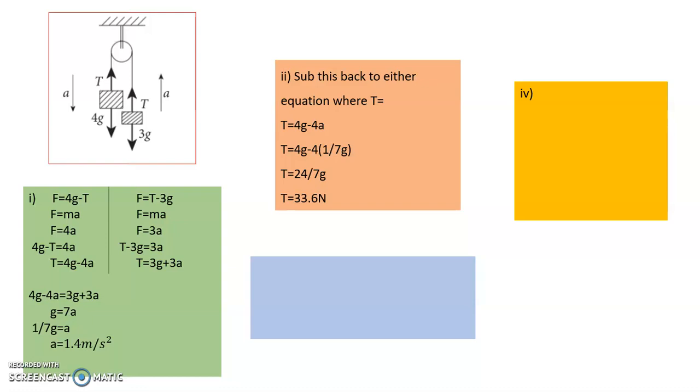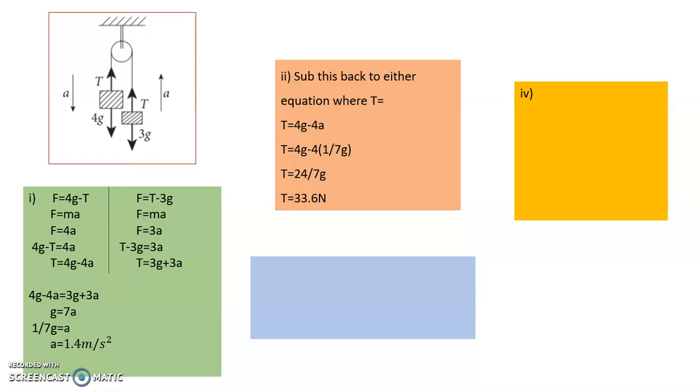Part 3. We have to calculate the speed with which the 4 kilogram mass hits the table. So that's our velocity, we're looking for a v. We know the initial velocity is going to be 0 because it started from rest, and we know the acceleration is 1.4 meters per second squared. And we also know the distance because if you look back at the question, it shows you that it is 2 meters from the table.